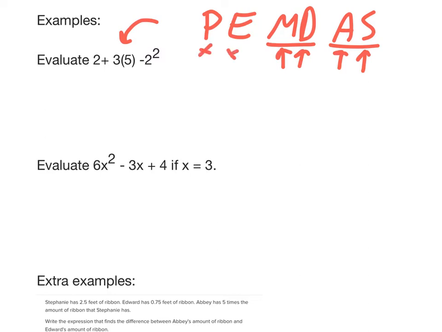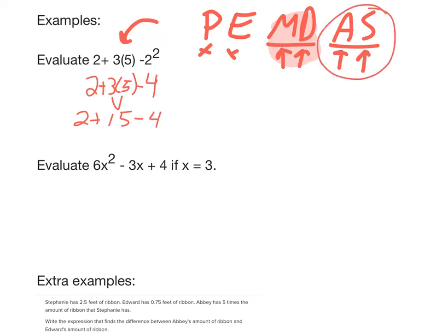Exponents, there is an exponent. So I'm going to evaluate 2 to the second power. 2 to the second power is 4. So this is going to become 2 plus 3 times 5 minus 4. Next I'm going to multiply or divide. There is multiplication right here. 3 times 5 is 15. So now I have 2 plus 15 minus 4. And lastly, I'm going to add or subtract from left to right. So I'm going to start at the left. 2 plus 15 is 17. And 17 minus 4 equals the final answer of 13.